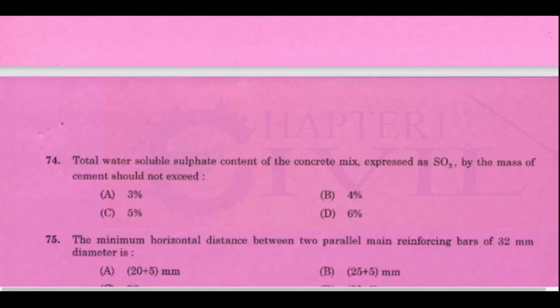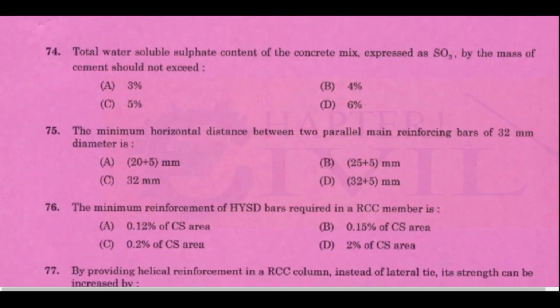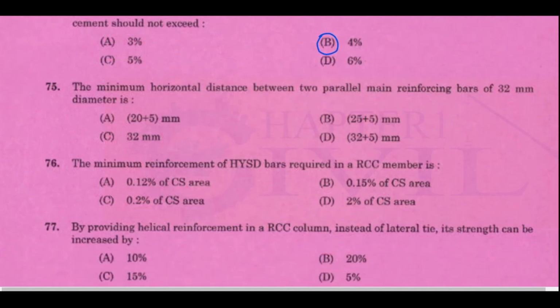Question number 74. The total water soluble sulfate content of the concrete mix expressed as SO3 by the mass of cement should not exceed 3%, 4%, 5%, and 6%. The total water soluble sulfate content should not be greater than 4% by the mass of cement.